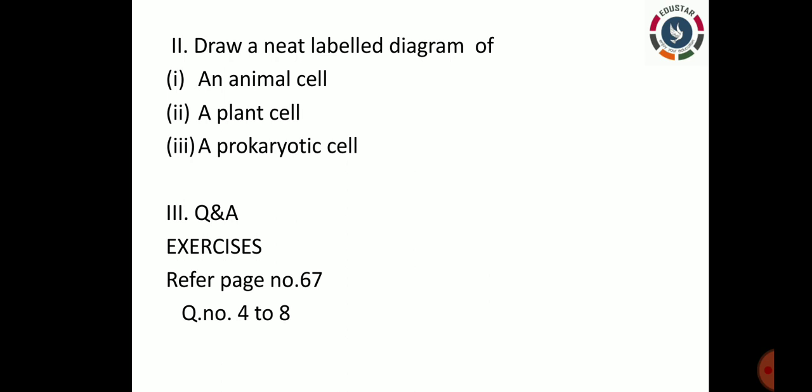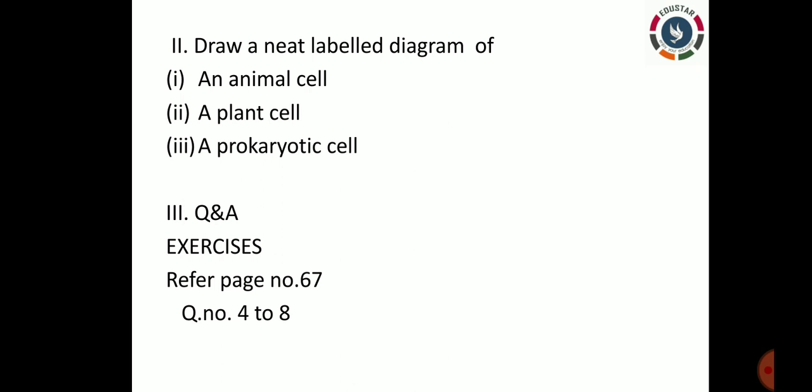Okay, then second Roman letter: draw a neat labeled diagram of an animal cell, a plant cell, a prokaryotic cell. So draw the diagrams of these all using a pen and label the parts properly. While you are labeling, all the parts have to be marked only on the right side. Here and there you should not label the parts for the diagrams. All the parts have to be marked on the right hand side.